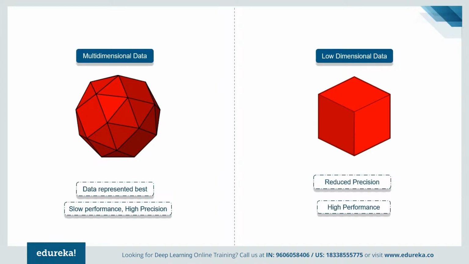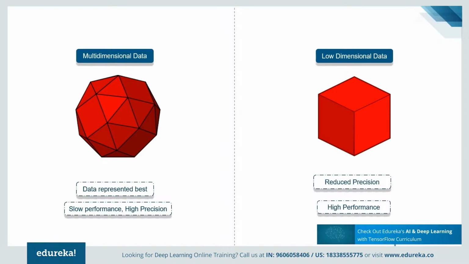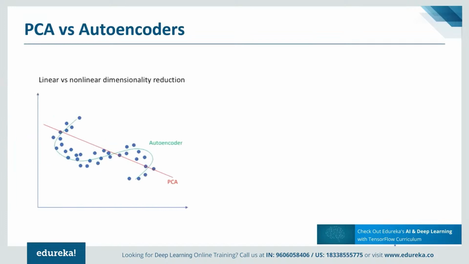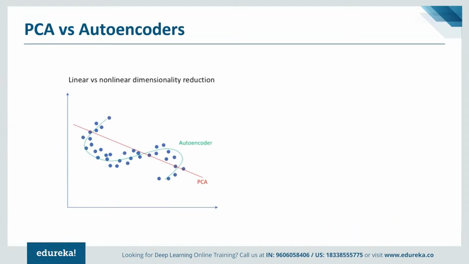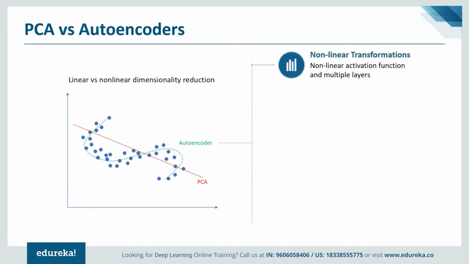The aim of an autoencoder is to learn a compressed, distributed representation for the given data, typically for the purpose of dimensionality reduction. For that, we already have principal component analysis. Then why do we need autoencoders? An autoencoder can learn nonlinear transformations, unlike PCA, with a nonlinear activation function and multiple layers.